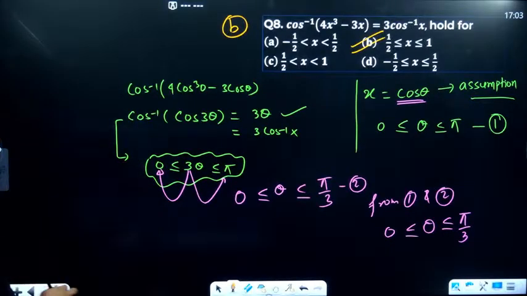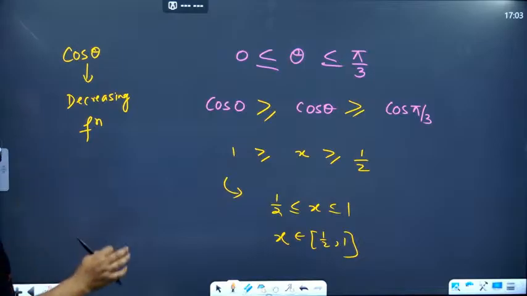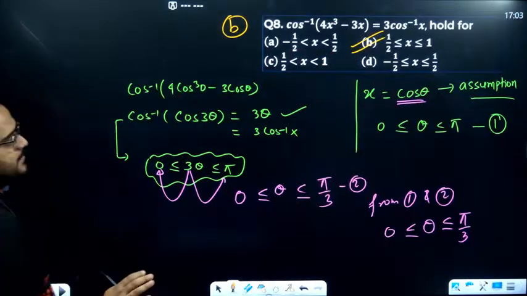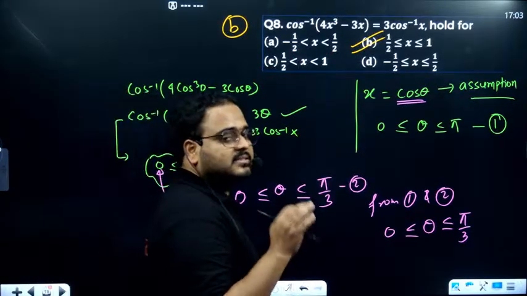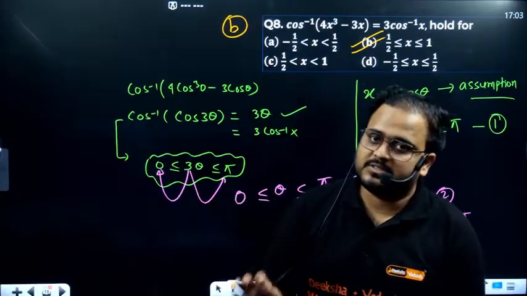So I hope I have given you enough and clear understanding of how this kind of question works. And yes, this is a PYQ.